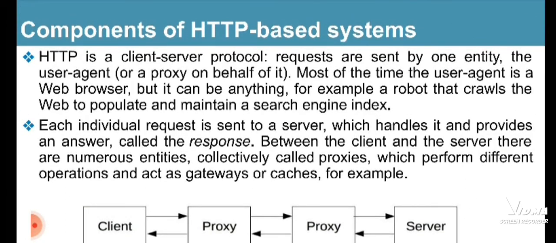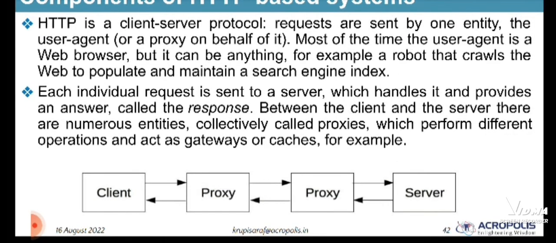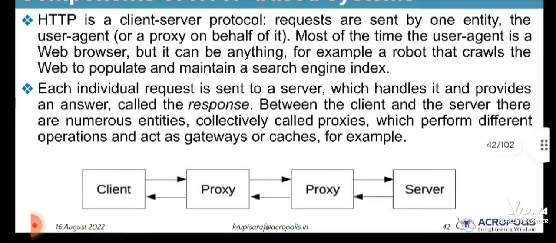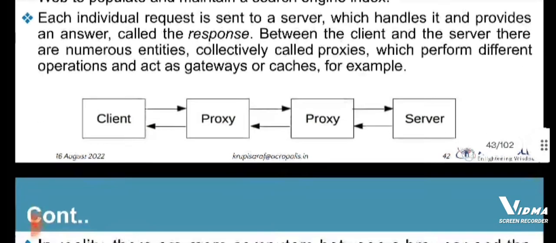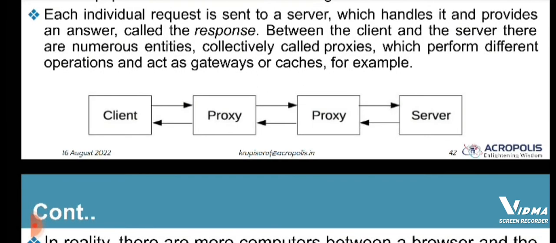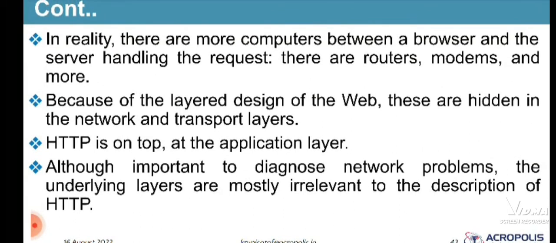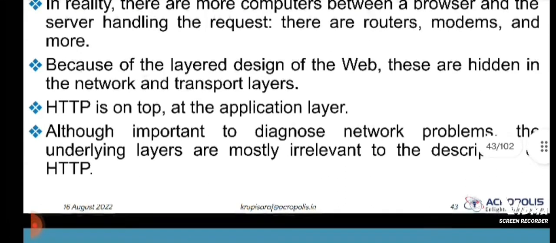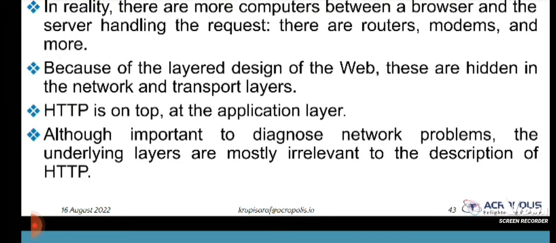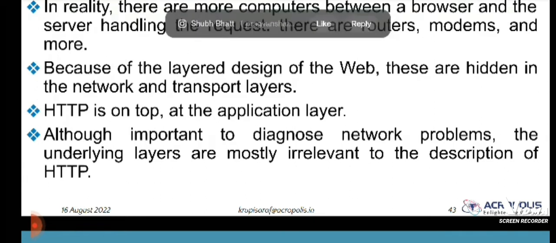Each individual request is sent to a server which handles it and provides an answer called a response. Between the client and the server, there are numerous entities, collectively called proxies, which perform different operations and act as gateways or caches. For example, client proxy and server proxy. In reality, there are more computers between a browser and the server handling the request, like routers, modems, or more. Because of the layered design of the web, these are hidden in the network and transport layers. HTTP is on top, at the application layer.